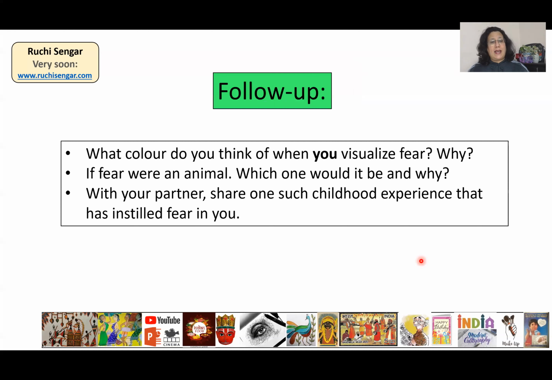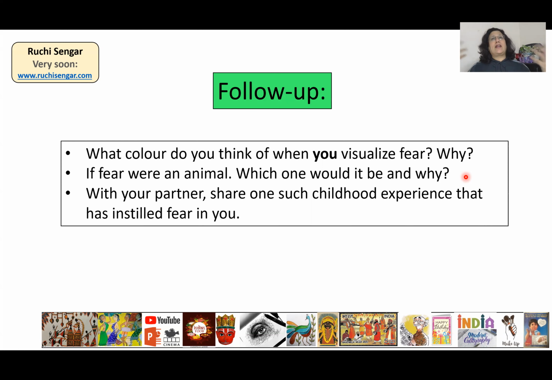And then what is going to be my follow-up in the last couple of minutes? I would probably say, what color do you think of when you visualize fear? What color? Some people would say red, some would say black. Now, I'm sure you're thinking too. If fear were an animal, which one would it be and why? So this is like a fun follow-up. It's like giving a closure, because you've done so much.